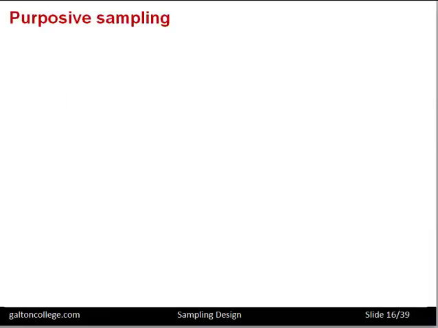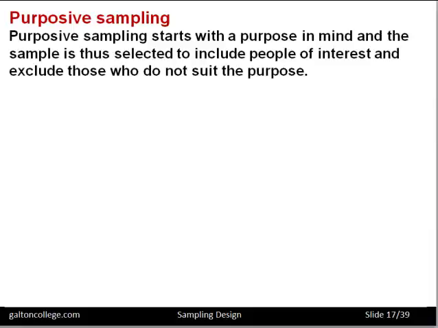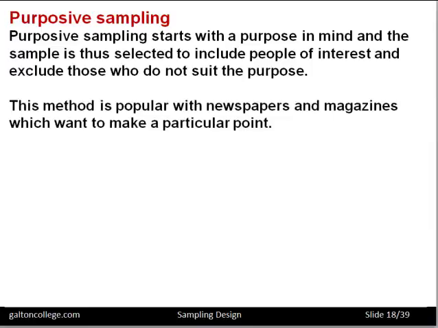So with purposive sampling, sampling starts with a purpose in mind, and sample is selected to include people of interest and to exclude those who are not of interest. So there's a filtering almost immediately with this exercise. It's popular with newspapers and magazines, but as I said, the results may be misleading.